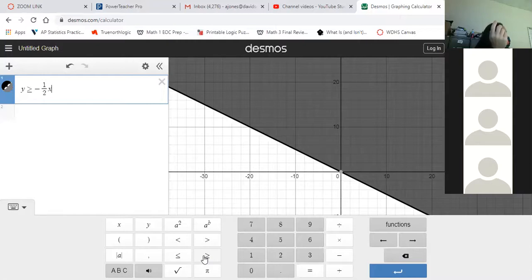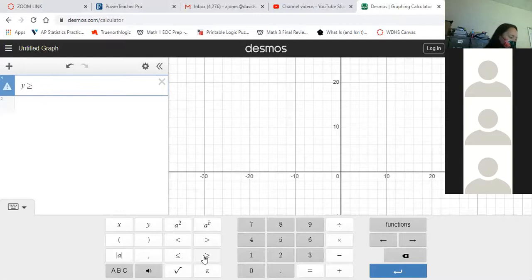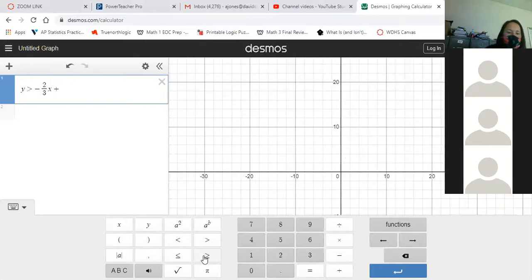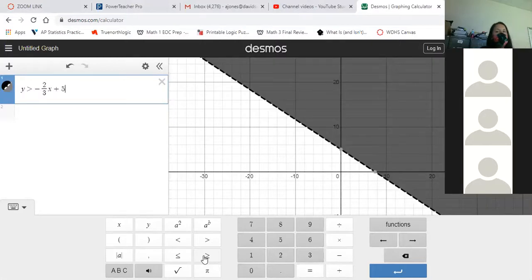Everybody good? All right, show you one more of these on Desmos. Y is greater than -2/3 x plus 5. So this is number 23. You can see that it's dashed and shaded above. You just got to match that with a graph. Is everybody good? All right, a couple more things.